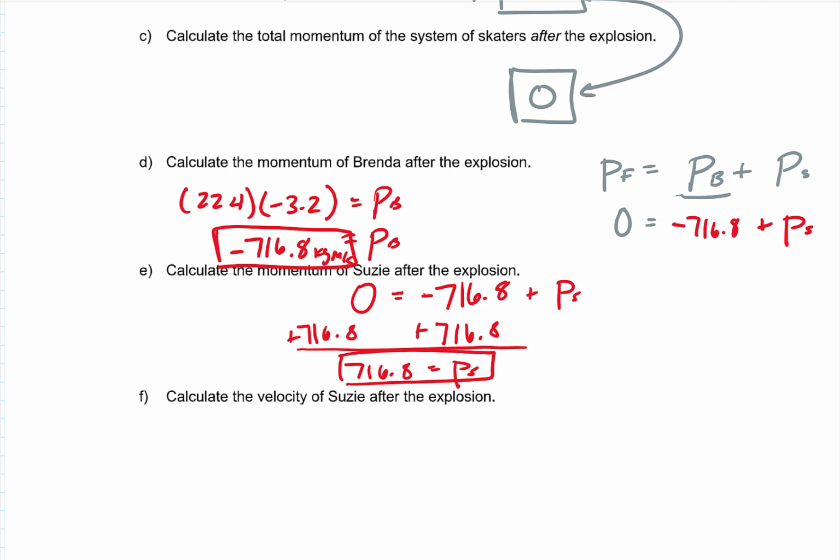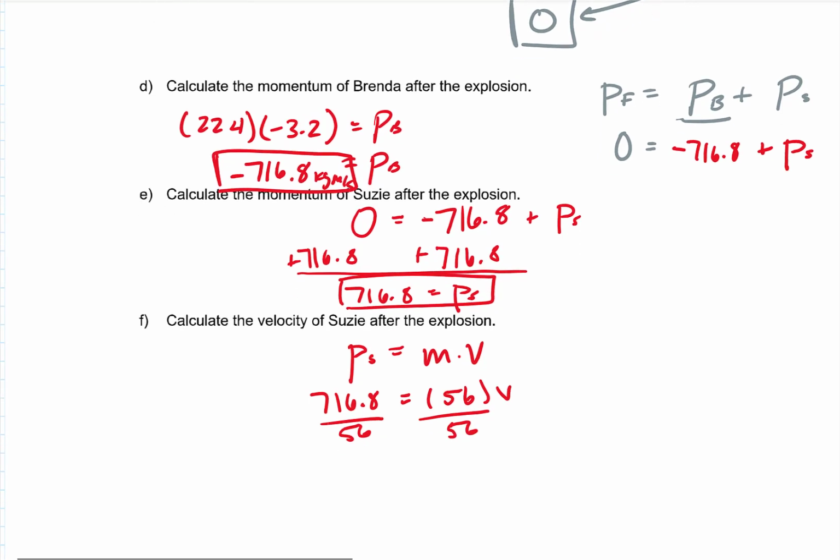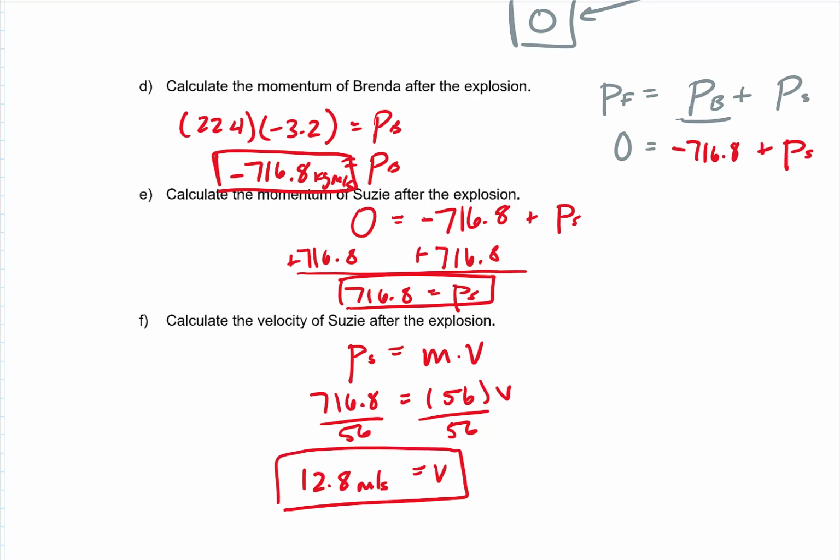And if I want her speed, I know that that's going to be mass times velocity. So 716.8 is equal to Susie's mass, 56 kilograms, times Susie's velocity. Divide both sides by 56. And Susie's velocity comes out to be 12.8 meters per second.